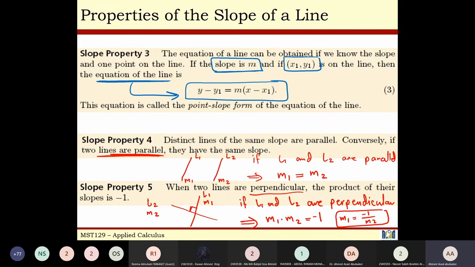Okay. For example, if M2 equals 2, then M1 equals what? -1 over 2. Okay. The product must be equal to -1. When we multiply them, the result must be -1. Okay. That's the perpendicular lines.